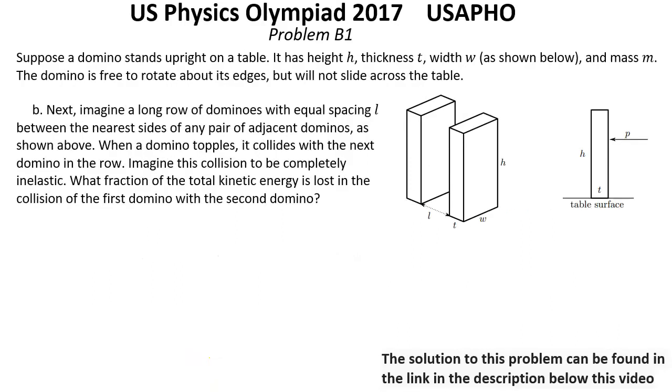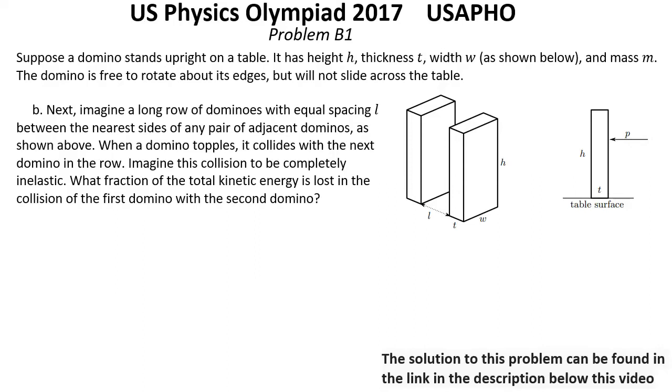Question B. Next, imagine a long row of dominoes with equal spacing L between the nearest sides of any pair of adjacent dominoes, as shown above. When the domino topples, it collides with the next domino in a row. Imagine this collision to be completely inelastic. What fraction of the total kinetic energy is lost in the collision of the first domino with the second domino?